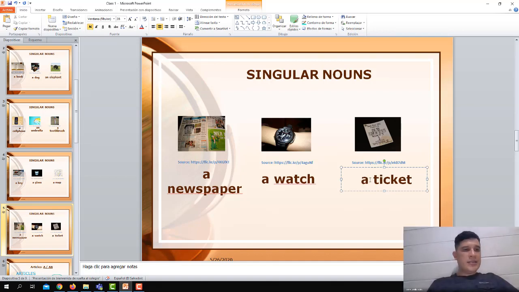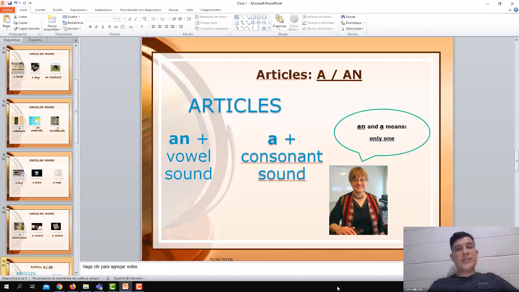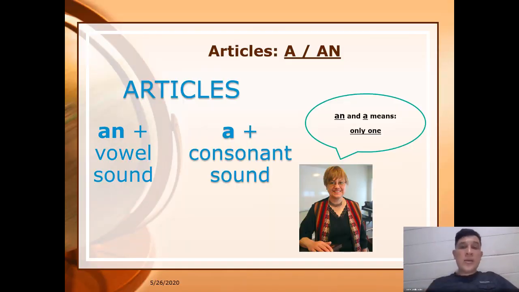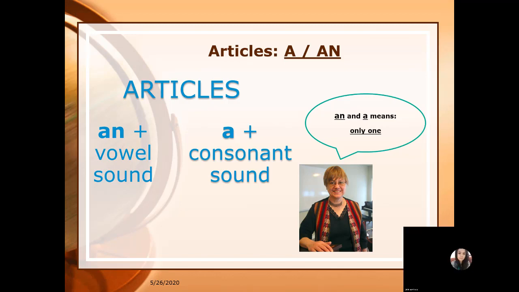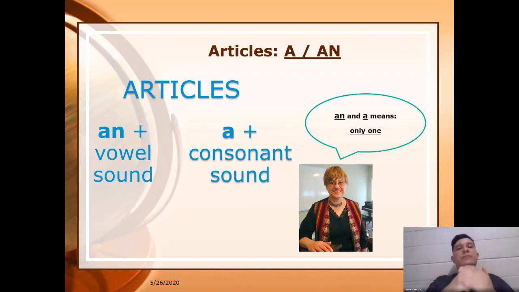Okay. So then, we have one more time. The articles a and an: vowel sounds and consonant sounds. Remember that. Y siempre van a ser singulares, ¿verdad? Pero estamos hablando solo de un solo objeto. Questions so far? No? Okay, good. Then we have these, right?